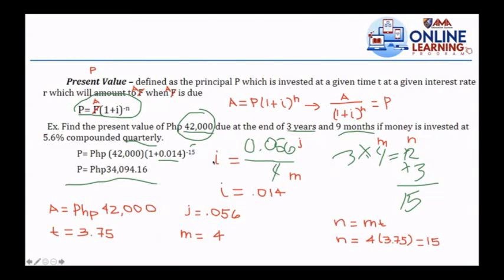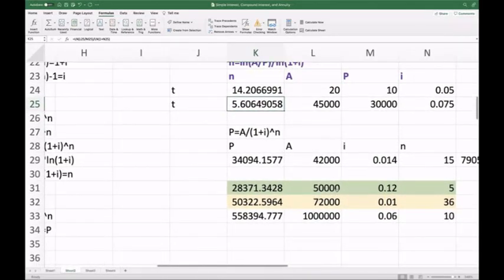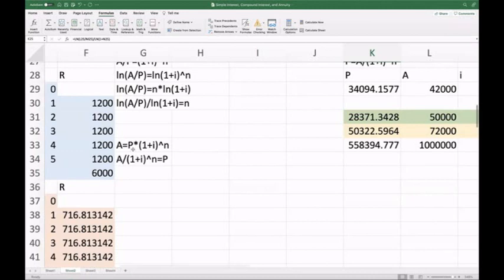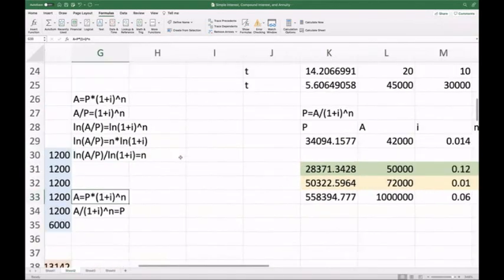So this one, class, is also an A pin. It is also an A pin, but this time it asks for the principal, the present value. So this is the formula, class. It's easy, right? Let's look at the Excel file. For the principal, the algebra is easy. This is the algebra. It's just two steps. Divide both sides by this, and you get the P.